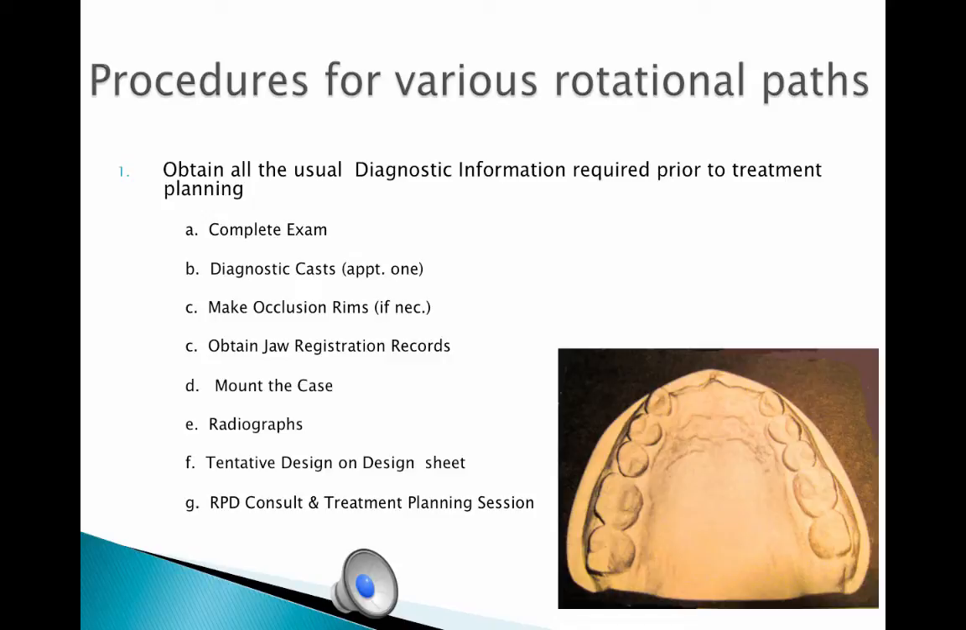Whatever you do, get diagnostic casts on the first visit. That way, if you have to make occlusion rims to mount the case, you will not waste an appointment. You'll then obtain jaw registration records using your occlusion rims, mount the case, make sure that you have good radiographs of the patient, and you will survey and draw a tentative design on the design sheet for a removable partial denture. You're then ready to go for your RPD consult and treatment planning session.